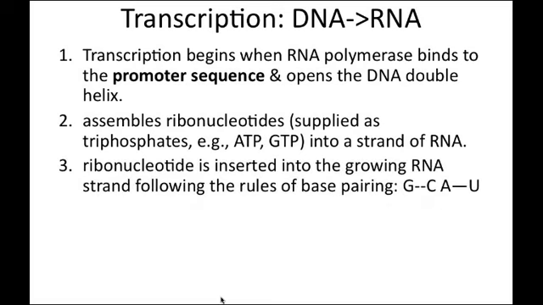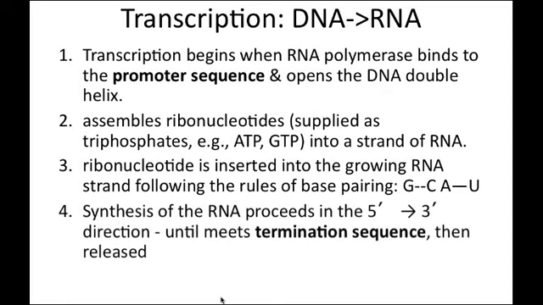The ribonucleotide is inserted into the growing RNA strand, and again, it follows the same base pair rules, right? G's to C's and A's to U's this time. And again, it happens in the exact same process as DNA replication, right? We still have the 5' to 3' growing strand, but the only way that it finishes is in a termination sequence. There is a little difference from DNA replication, but you can imagine there are very many similarities in putting the base pairs there.